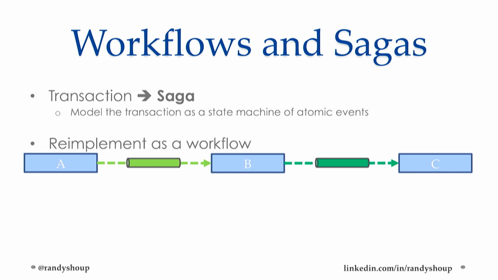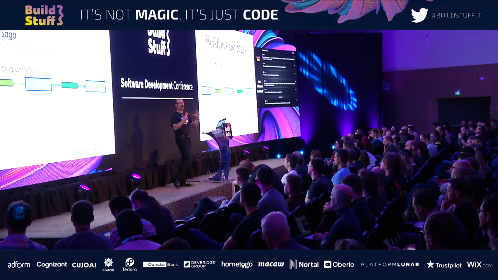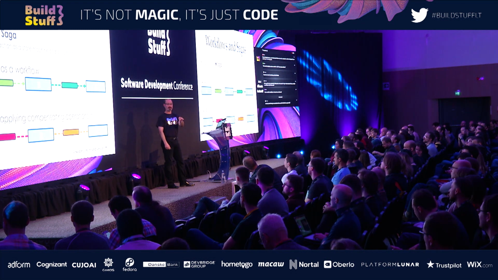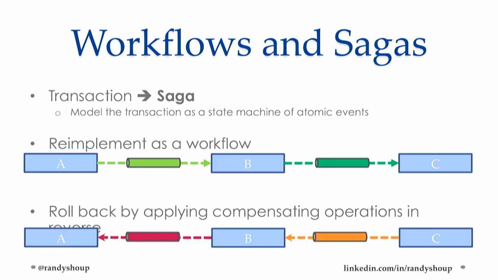Now you ask yourself, well, Randy, wait a minute. In the monolithic database, that happened all at once or not at all, and here, what happens? How do I do a rollback? Excellent question. I'm glad you asked. The way you do the rollback is by applying compensating operations in the other direction. So you tell C, undo yourself, for some value of undo. It produces an event that goes back to B.